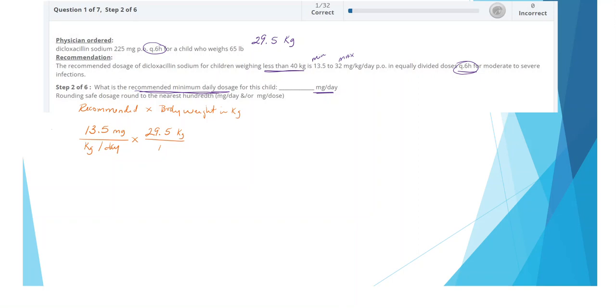13.5 times 29.5 gives me 398.25 milligrams, kilograms cancel, milligrams per day. And notice they wanted it to the nearest hundredth, so I went ahead and wrote it out to the nearest hundredth. Right, so this is our minimum per day. So keep that in mind.